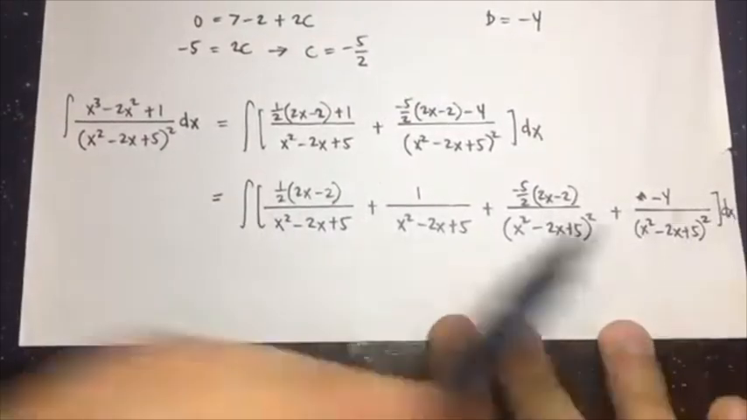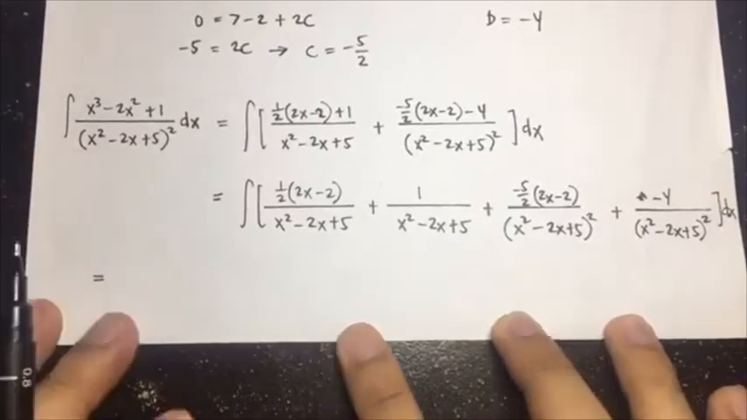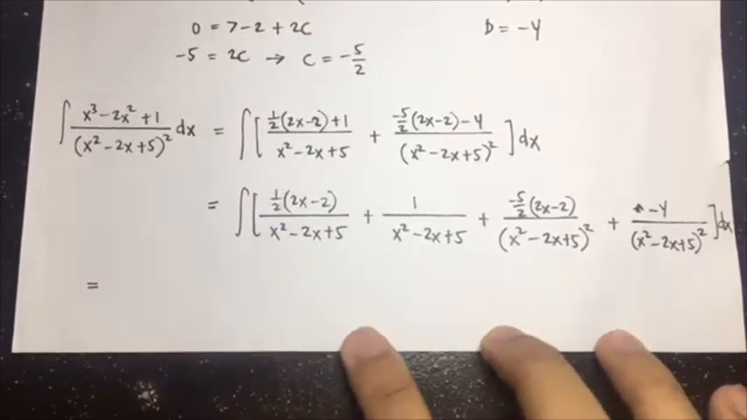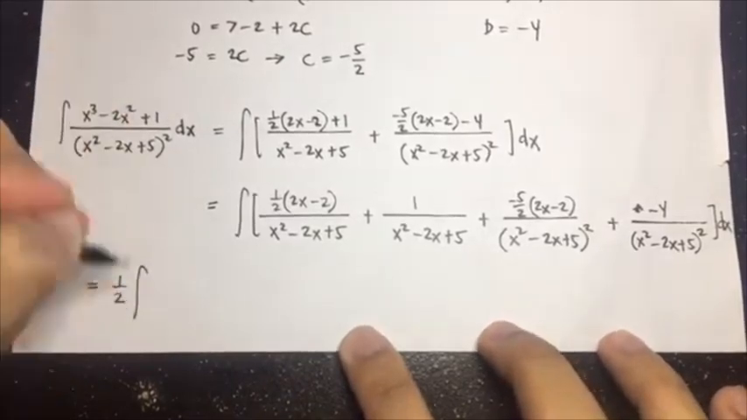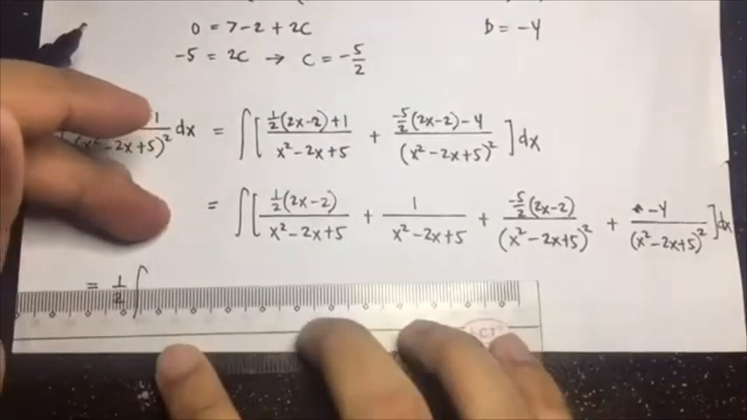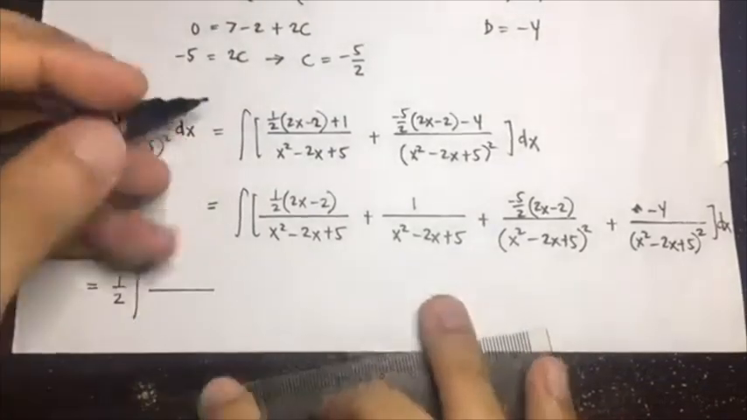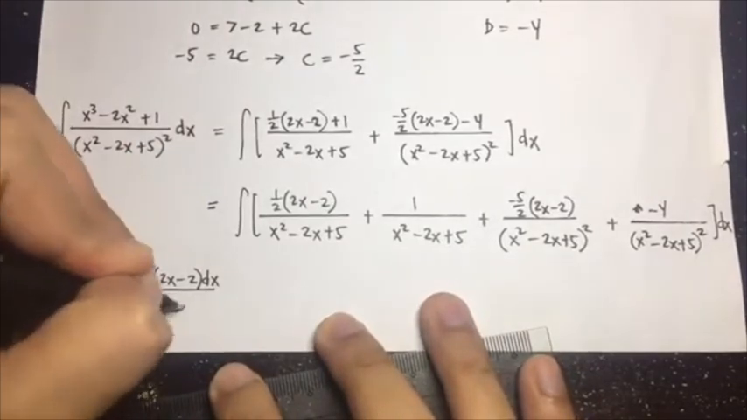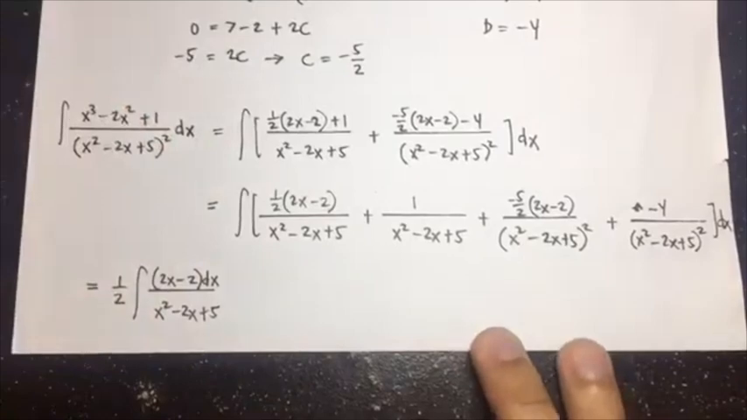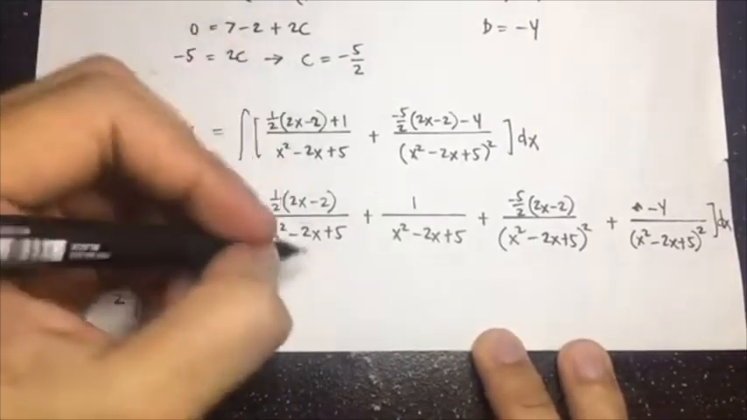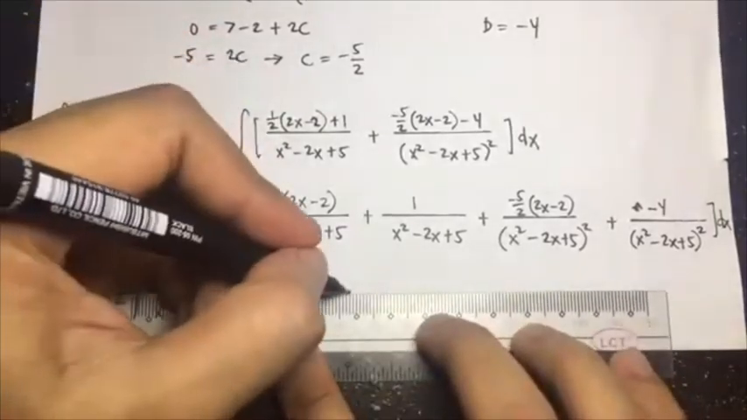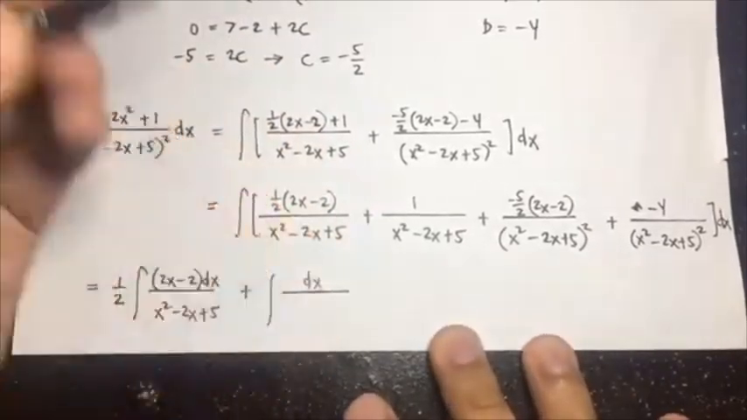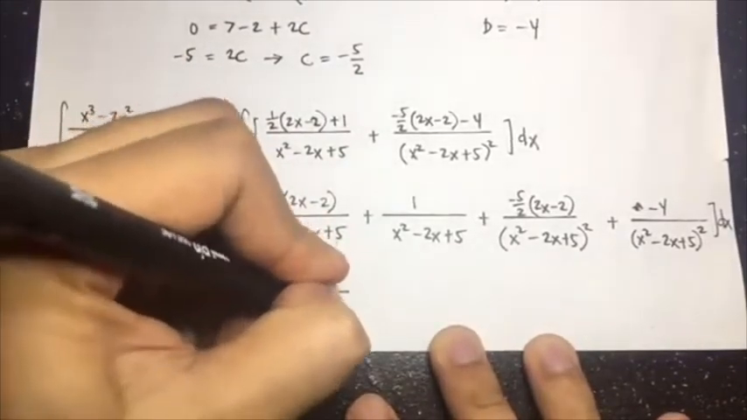So if we distribute the integral sign and then the dx, so let's move the equal sign over here so that it will fit. Distributing here, we have a numerical coefficient of 1/2, so we can write that outside the integral sign. So 1/2 integral of, what will remain will be 2x minus 2 dx over x squared minus 2x plus 5. Plus we have integral of dx over x squared minus 2x plus 5.